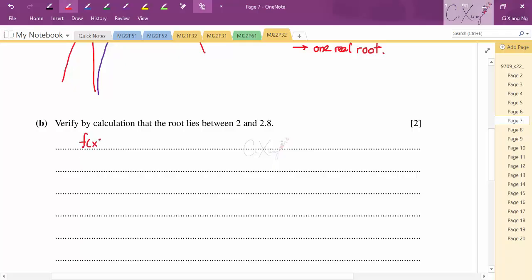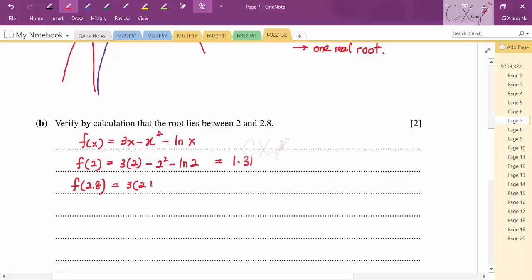So function f(x) equals 3x minus x squared, and when I move the ln x to the other side, it becomes negative ln x. After I get a function, only then I substitute in the value. So I substitute in the 2. I'm having 3 times 2 minus 2 squared minus ln 2, and I get 1.31. And if I substitute the value 2.8, the answer that I get should be a negative value, so negative 0.470.